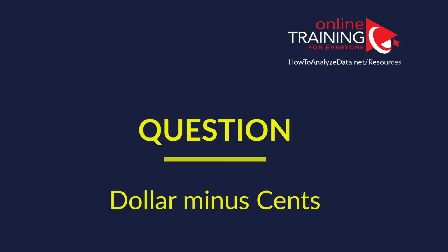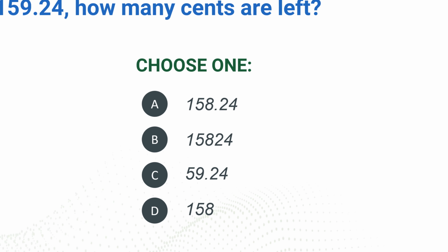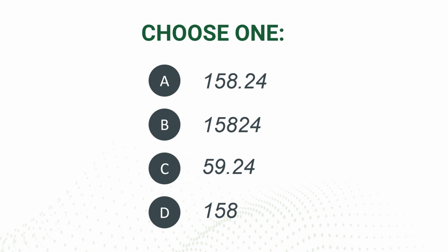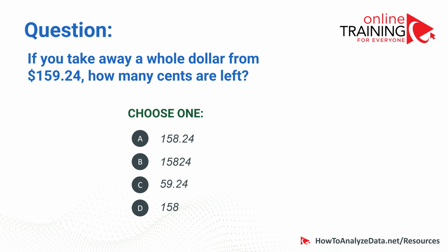Now let's look at the tricky question which you frequently see as part of the test. If you take away a whole dollar from $159.24, how many cents are left? And you have 4 choices: A, 158.24, B, 15,824, choice C, 59.24, and choice D, 158. Which one do you think is right here? Let's see how we can answer this question correctly.